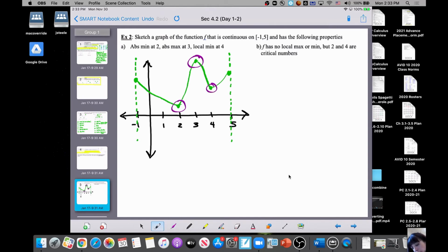All right, for letter B, let's create another coordinate plane. Still going from -1 to 5.